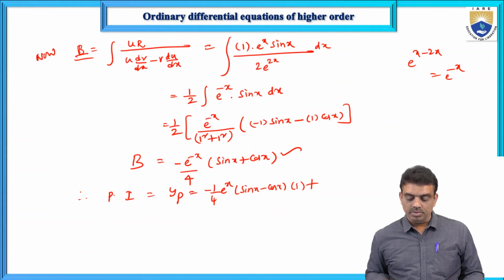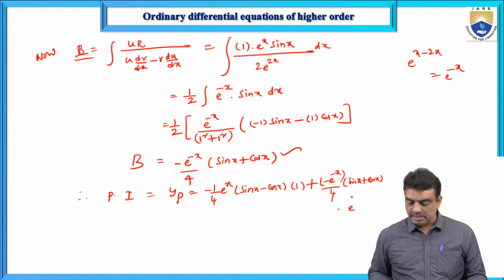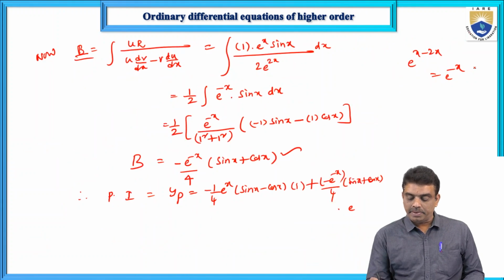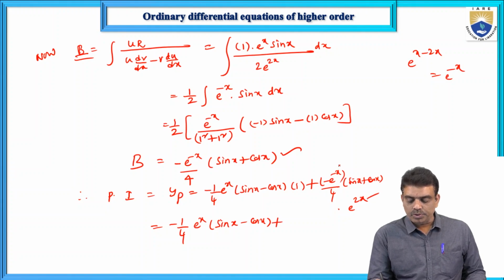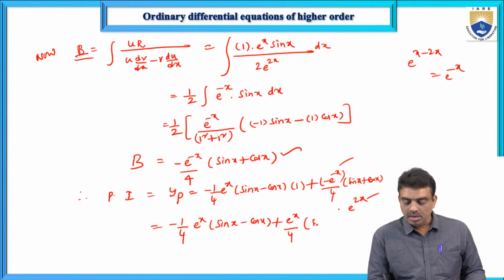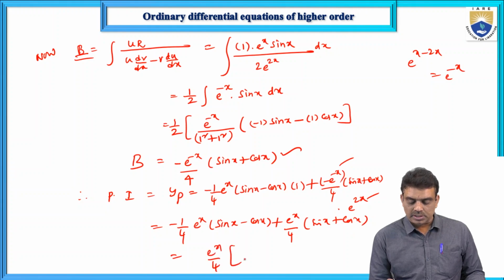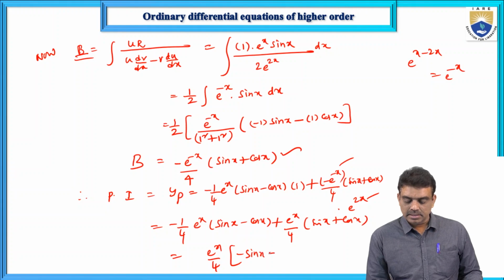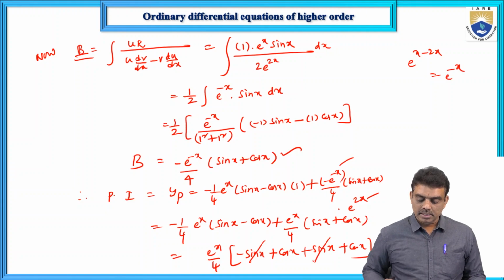B into v is minus e power minus x by 4 into sin x plus cos x into e power 2x, what is the value? e power 2x is v of x. Or I can write this as minus 1 by 4 e power x into sin x minus cos x, plus e power 2x into e power minus x, that is e power x by 4 of sin x plus cos x. What can I take out? Take e power x by 4 outside, then what you will get is minus sin x plus cos x plus sin x plus cos x. So sin x gets cancelled. Am I right?